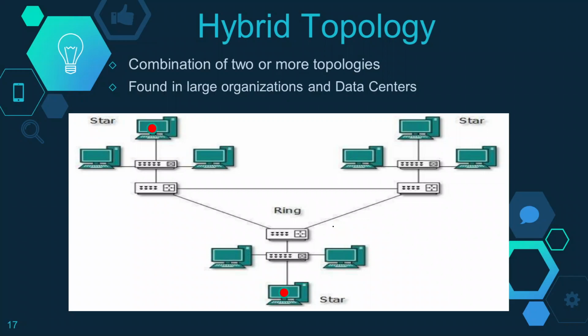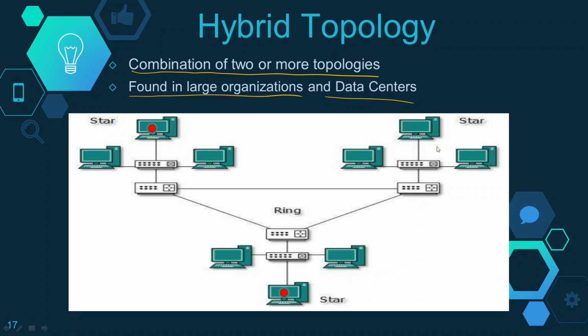So the next and the last topology is the hybrid topology. Hybrid topology, as the name indicates, is a combination of 2 or more topologies. It is found in large organizations and data centers. What this means is that this topology contains multiple topologies.